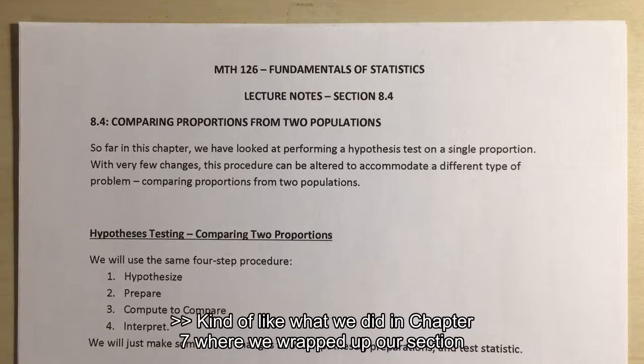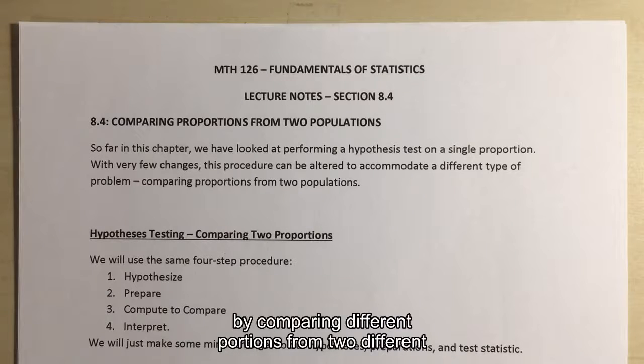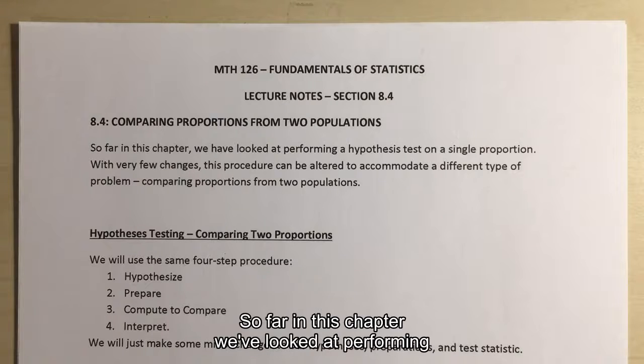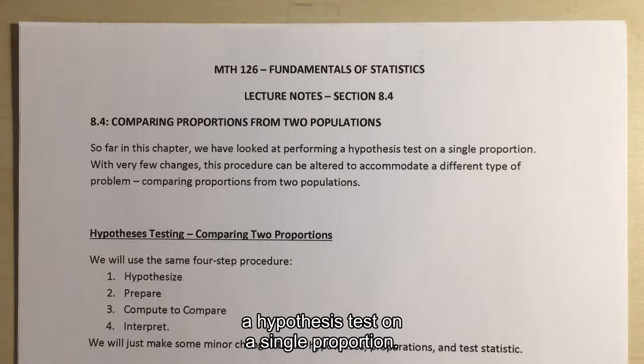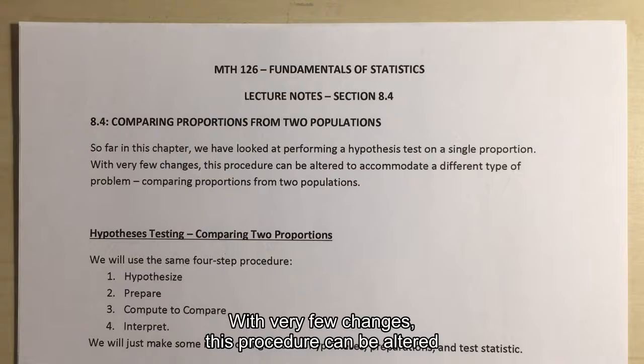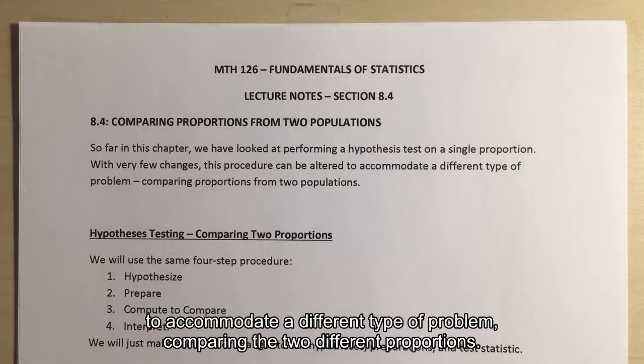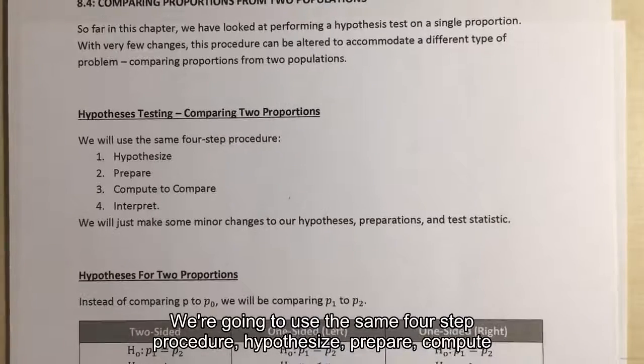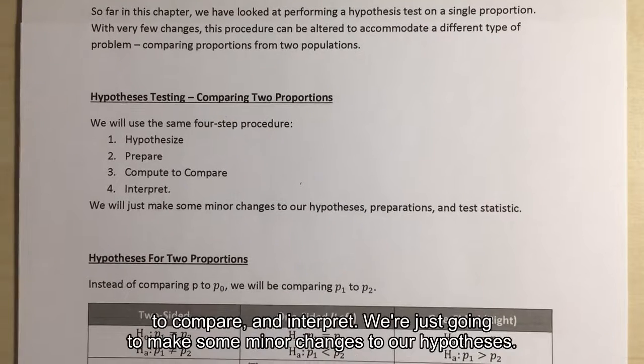So kind of like we did in Chapter 7, where we wrapped up our section by comparing different proportions from two different populations, that's what we're going to finish up with in Section 8.4. So far in this chapter, we've looked at performing a hypothesis test on a single proportion. With very few changes, this procedure can be altered to accommodate a different type of problem, comparing two different proportions. So we're going to use the same 4-step procedure: hypothesize, prepare, compute to compare, and interpret.